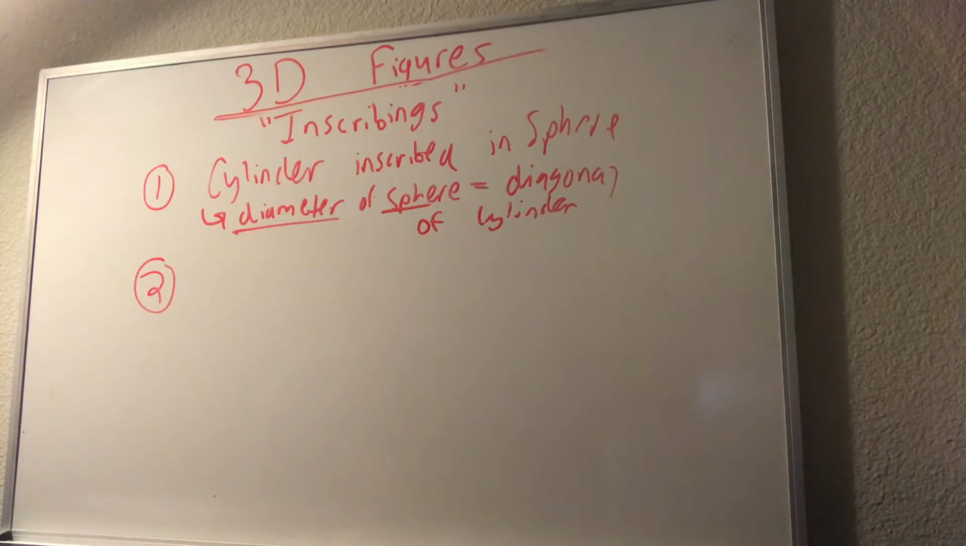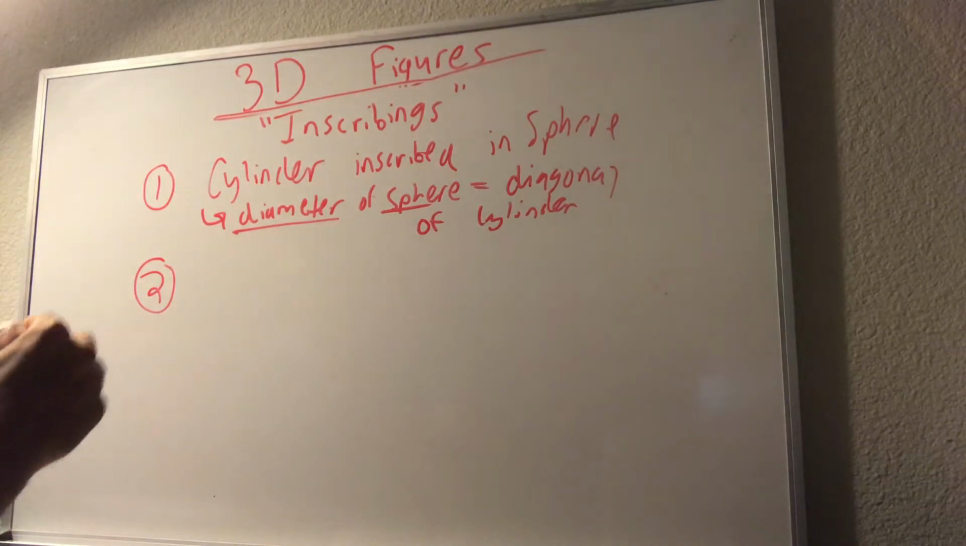Obviously, you may need to use the Pythagorean theorem to determine that diagonal. It can be found by knowing the diameter and the height of the cylinder, and you can use the Pythagorean theorem there to determine the length of the diagonal. But it's important to understand that the diameter of the sphere is equal to the diagonal of the cylinder.